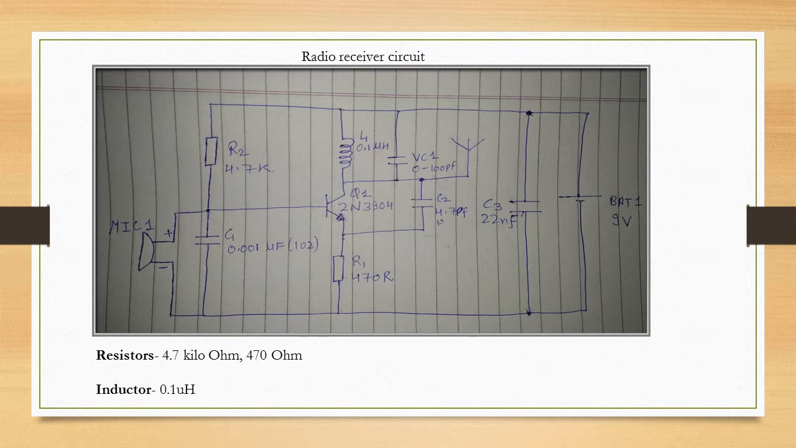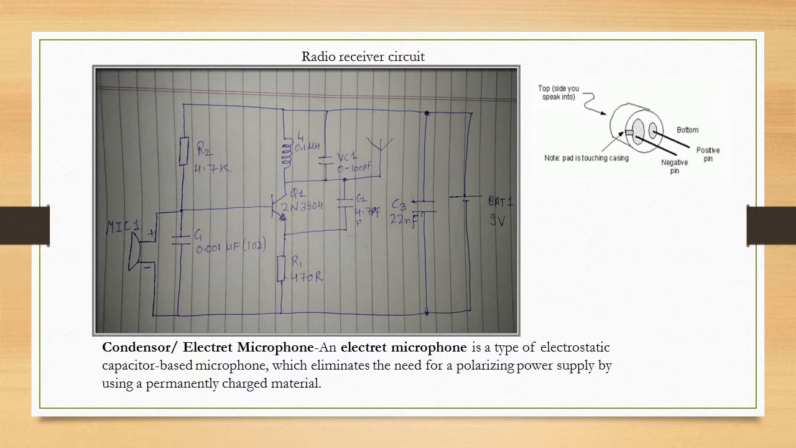Resistors: 4.7 kilo ohm and 470 ohm resistors are used. Inductor: 0.01 microhenry inductor is used. This is the radio receiver circuit, consisting of various elements.